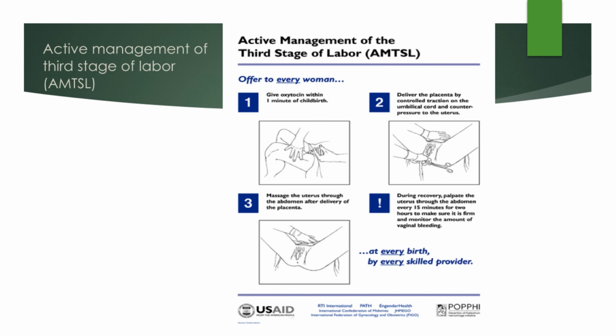Okay, and also the second step is to deliver the placenta by controlled traction on the umbilical cord. Of course, you can only deliver the placenta if you note the 4 signs of placental separation, which we will discuss next. Okay, and of course, part of the active management of the third stage of labor is to massage the uterus in order to make sure that postpartum hemorrhage is prevented. Actually, all of these steps here are to ensure that postpartum hemorrhage is prevented.